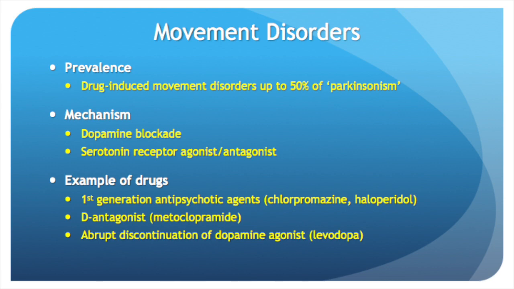Next is movement disorders. The prevalence of drug-induced movement disorders is up to 50% in the form of Parkinsonism. The mechanisms are dopamine receptor blockade and serotonin receptor agonist or antagonist. Examples of drugs that can cause movement disorders include first-generation antipsychotic agents, dopamine antagonists, and abrupt discontinuation of dopamine agonists.